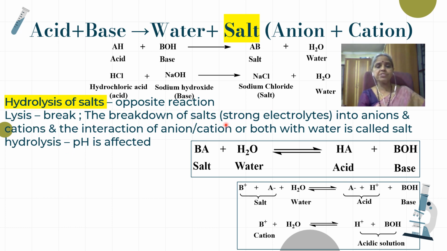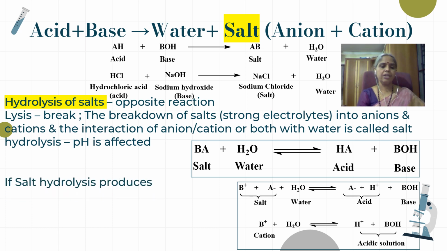You can see here, lysis means break: the breakdown of salts, which are strong electrolytes, into anions and cations. As soon as you put the salt in water, it will break to form the anion and cation. These anions and cations now interact with water. The interaction of anion or cation or both with water is called salt hydrolysis. And because of salt hydrolysis, the pH of the resultant solution is affected.